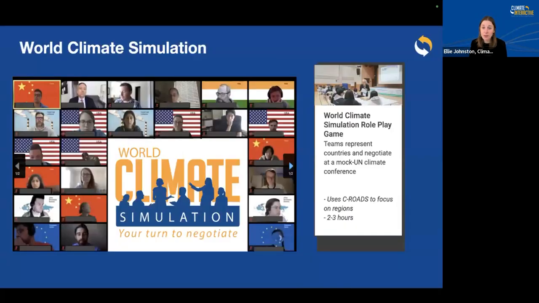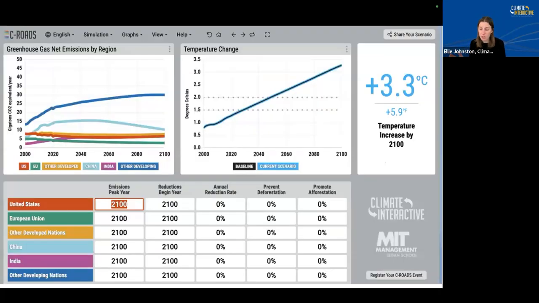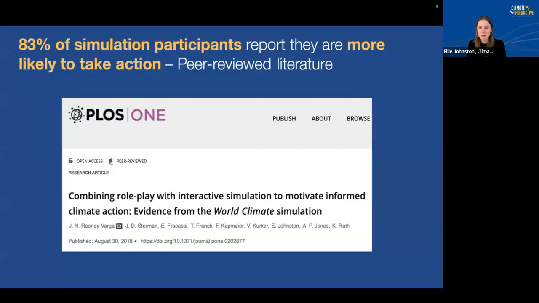So that's the World Climate Simulation. It's a lot of fun. It's our oldest tool that we have had for use in educational settings. We've been running it for over a decade and has been used in many, many different settings.